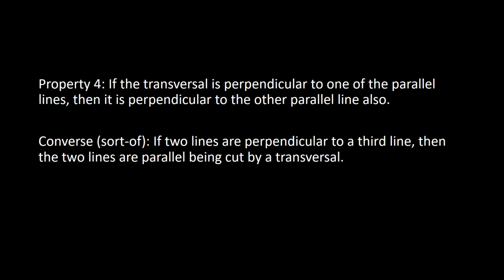Property 4 says if the transversal is perpendicular to one of the parallel lines, then it is perpendicular to the other parallel line also. And the converse kind of is if two lines are perpendicular to a third line, then the two lines are parallel and are being cut by a transversal. So that is a fourth way that we can show that we have parallel lines, by showing that two lines are perpendicular to a third line.